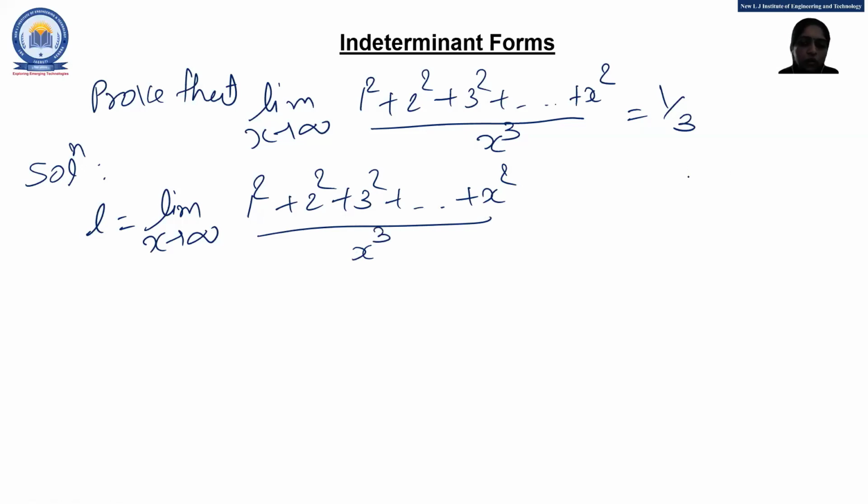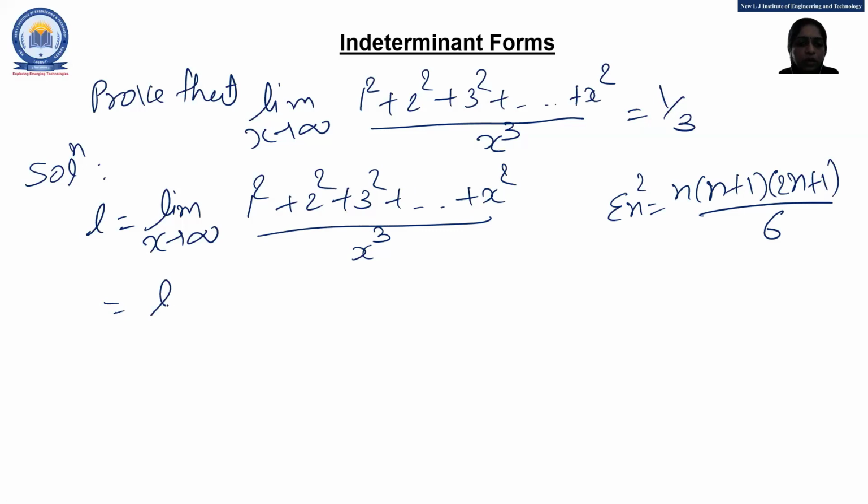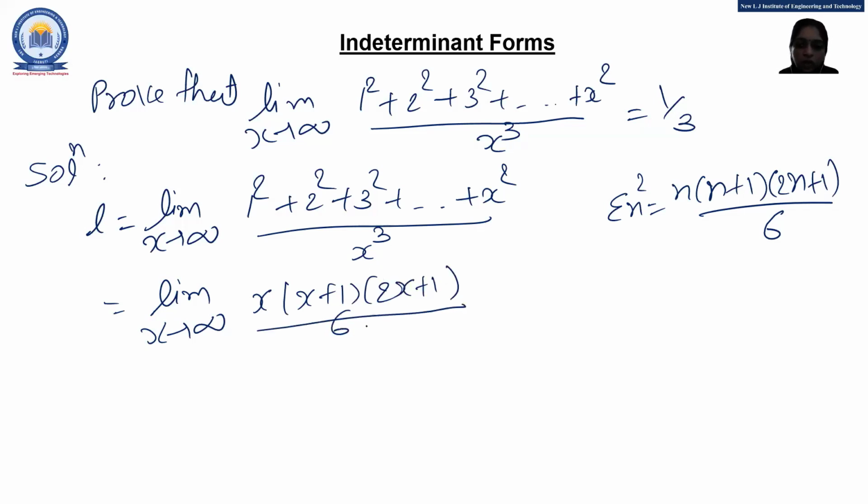And as you all know, the summation of n square is n into n plus 1 into 2n plus 1 upon 6, right? So as this is the summation of n square, our numerator is what? Summation of x square, right? So we may write like this, limit x tends to infinity, x into x plus 1 into 2x plus 1 upon 6 into x cube, right? So after simplification of x plus 1 and 2x plus 1, limit x tends to infinity.